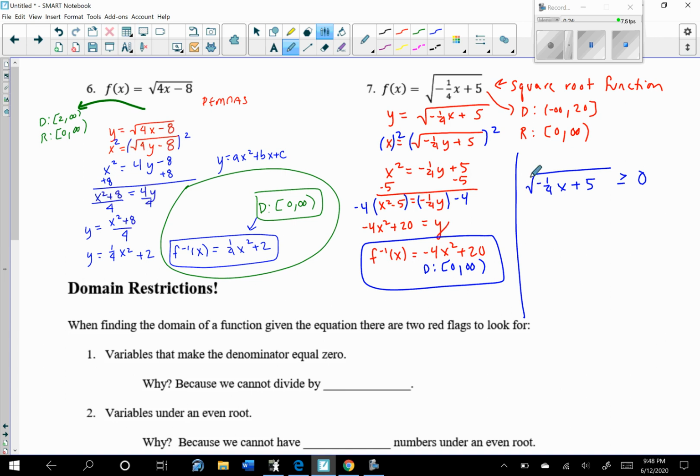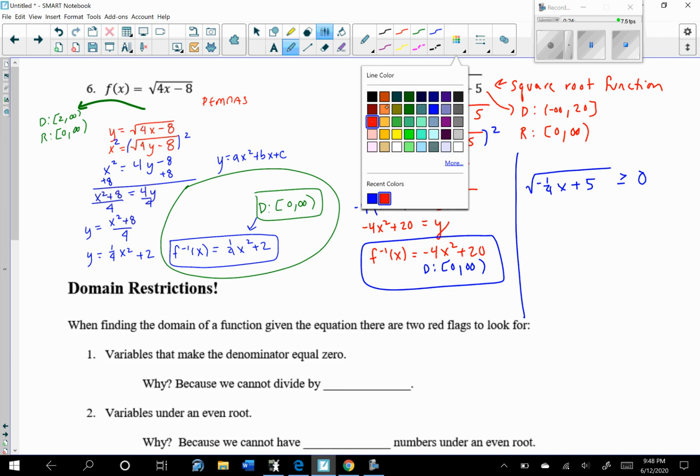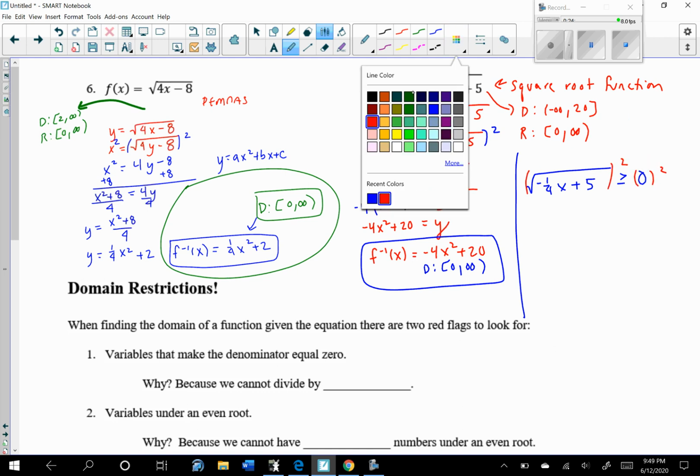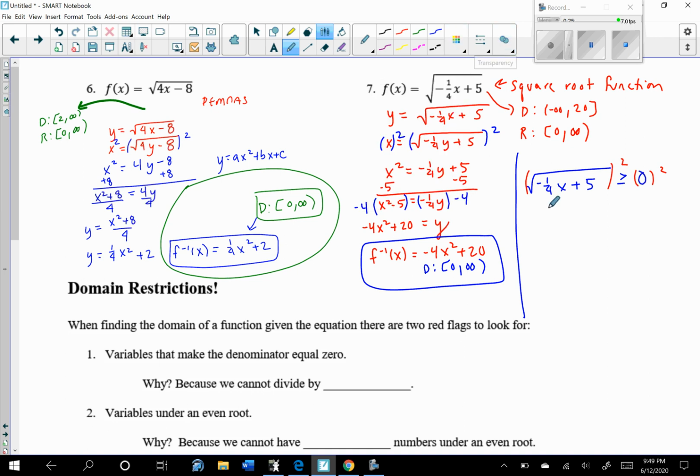So first things first, we want to get rid of that square root. So how do I get rid of that square root? I square both sides. So what's 0 squared? Well, 0 squared is still 0. So this is negative 1/4 x plus 5 has to be greater than or equal to 0. Then we solve for x. So subtract the 5. We get negative 1/4 x is greater than or equal to negative 5.